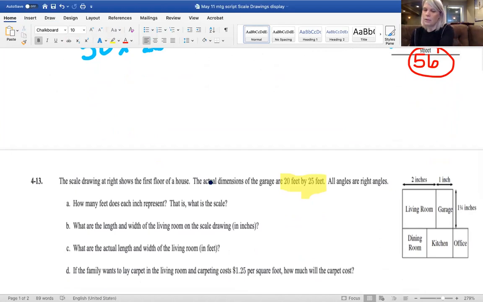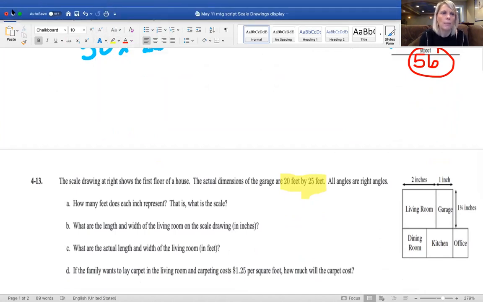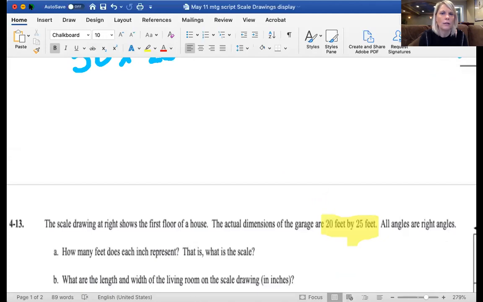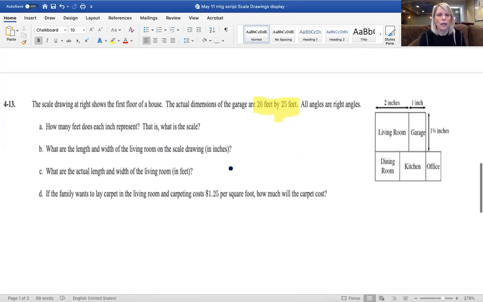This is 4-13. You have here, my chat box keeps getting in my way. Let me shrink this and have it back up. You have the scale drawing here at the right shows the first floor of a house. The actual dimensions of the garage are 20 feet by 25 feet. So this garage here, they're telling you the dimensions of. So they're saying it's 20 feet by 25 feet. That's important information.